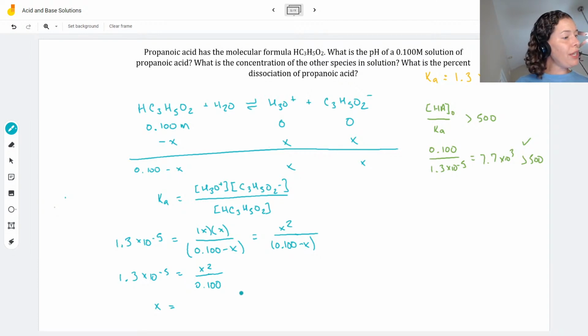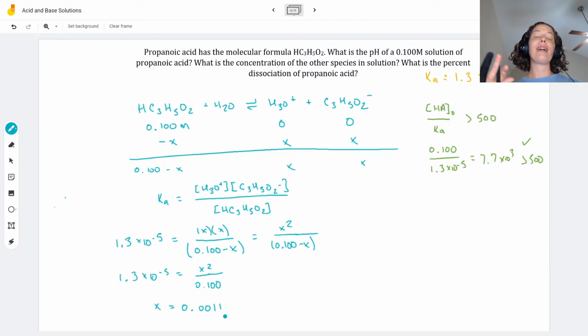Okay, so solving for x, in this case, I get an x of 0.0011. All right, great, that's x. So what do we do with x, right? We always want to make sure that we're connecting our value of x with what is physically going on in this problem. So remember, back in your ICE table, your x here is your concentration of hydronium and your concentration of conjugate base, which is part of the problem that we wanted to do.